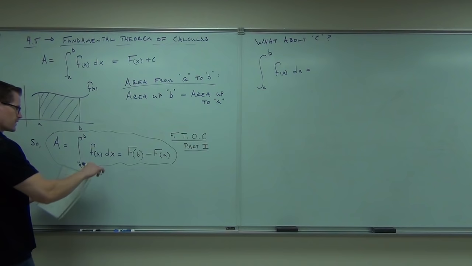The part one basically says this. It says that derivatives and integrals are inverses. It says one undoes the other. That's basically the idea in the most common, small sense I can make it.